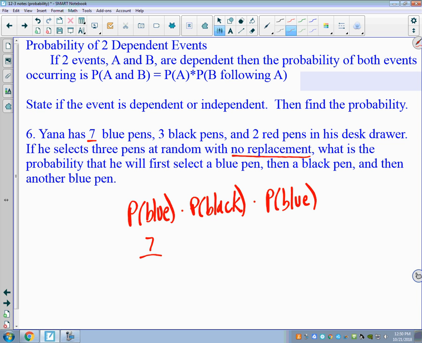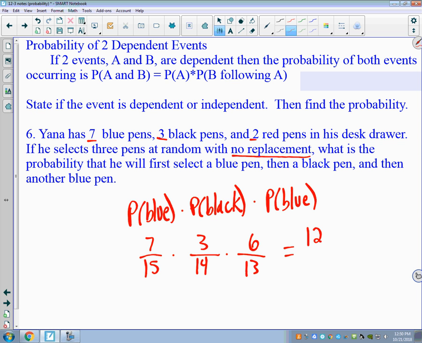Yana has 7 blue pens, 3 black pens, and 2 red pens in his desk drawer. If he selects 3 pens at random with no replacement, what is the probability that he'll first select a blue pen, and then he'll select a black pen, and then he'll select another blue pen? But he's keeping the pens out this time, right? So how many pens are there? There's 7 blue pens out of how many total pens? 7 plus 3 plus 2 is 15.